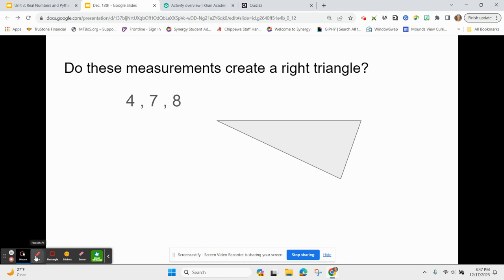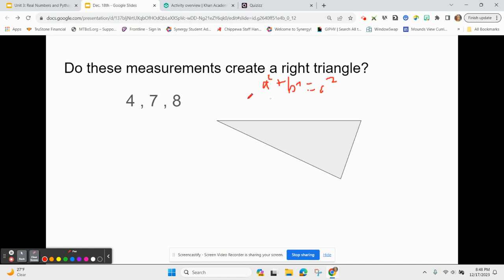The Pythagorean theorem. Here's what we know. We know that we have a formula, a squared plus b squared, which is equal to c squared. Excuse my bad handwriting here. And so we know that looking at every right triangle, we have two legs and a hypotenuse.